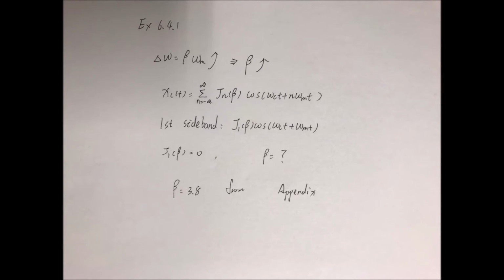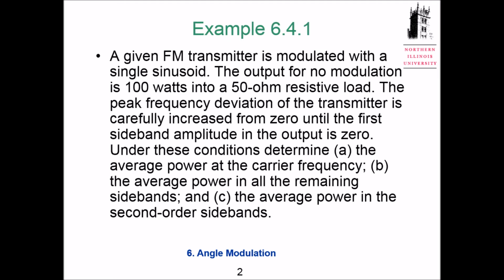So we increase beta, and we know sometimes the amplitude of my first sideband is zero. At this time, we want to calculate, under this condition, the average power at the carrier, the average power for all remaining sidebands, and the average power in the second order sideband. So we have to find my beta, right?